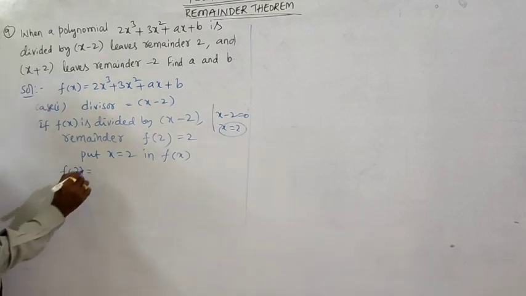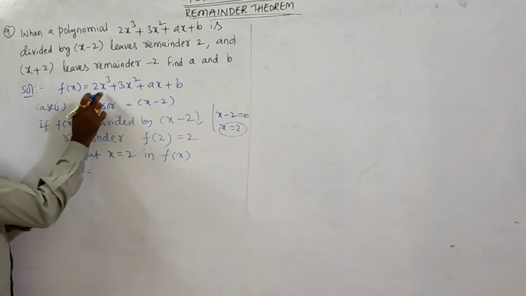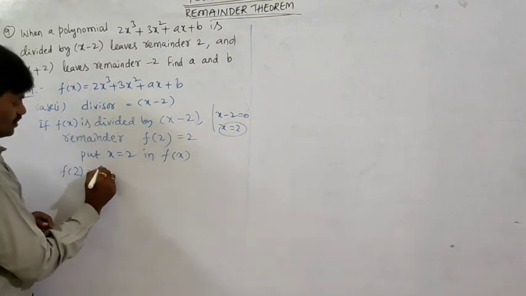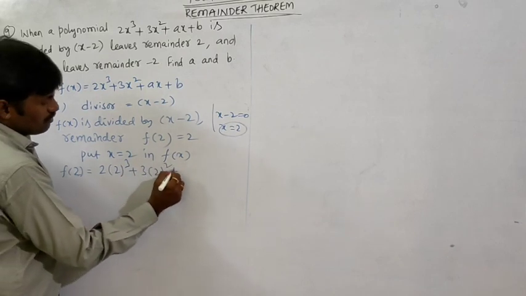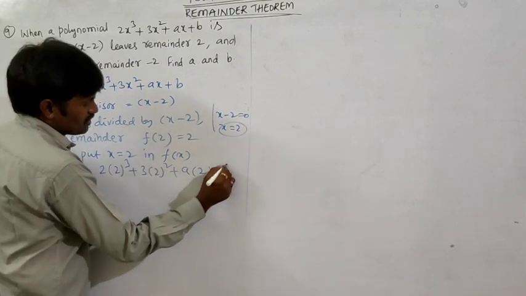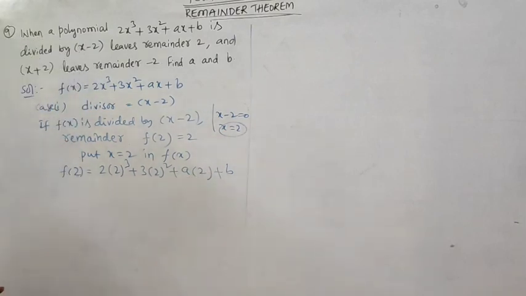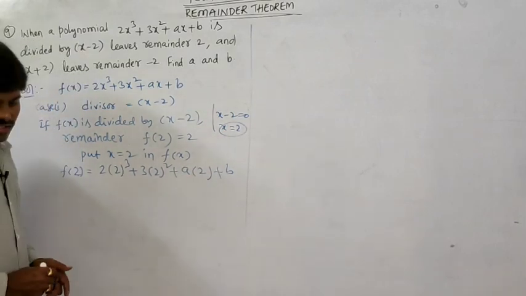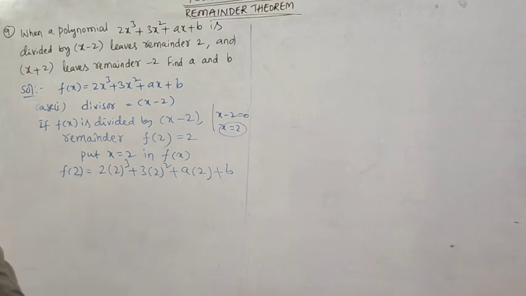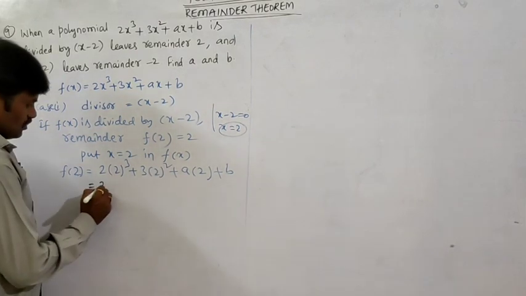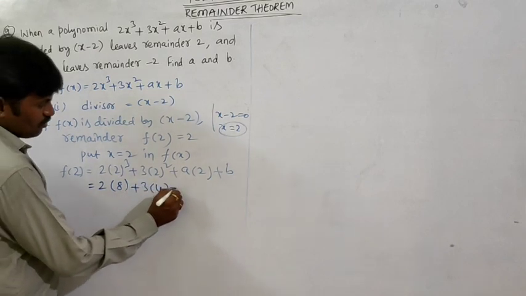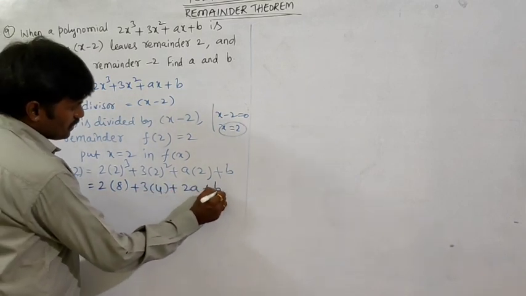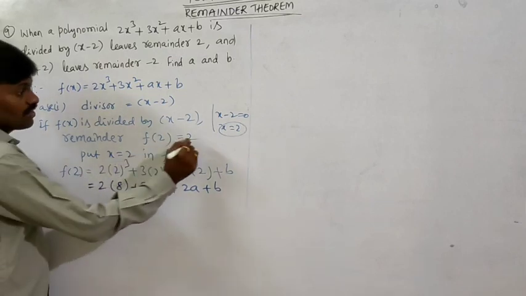f of 2 is equal to, you have to replace x by 2. So 2 into 2 cube plus 3 into 2 square plus a into 2 plus b. If you simplify, what do you get? 2 into 2 cube value 8, plus 3 into 2 square value 4, plus a into 2, 2a, plus b. What is f of 2 value?